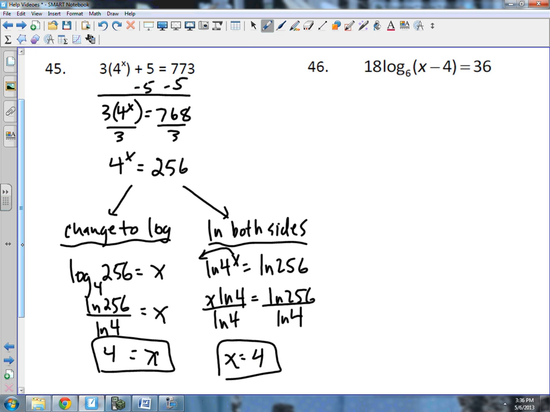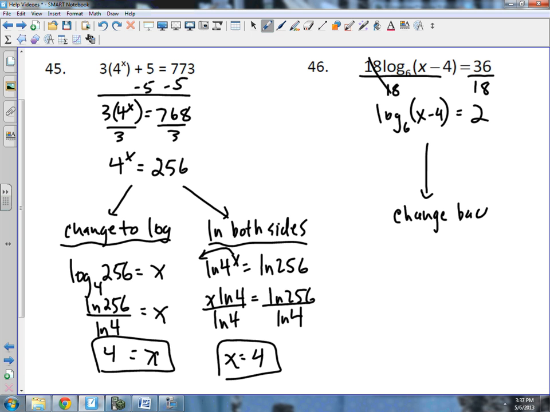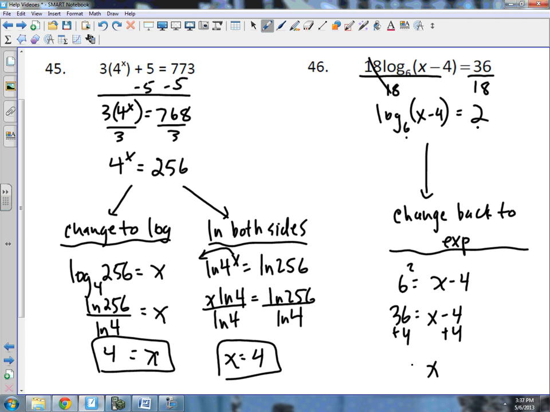All right. For number 46, once again, you want to get your log base 6 of x minus 4 all by itself. So in order to do that, I've got to divide by 18. I get log base 6 of x minus 4 equals 2. The only way I think teachers teach to solve this is to change your log back to an exponent. So you have base 6 to the second equals x minus 4. So 6 to the second is 36, plus 4. I'm going to add the 4. You get x is 40.